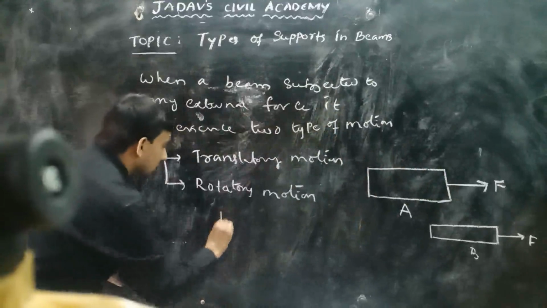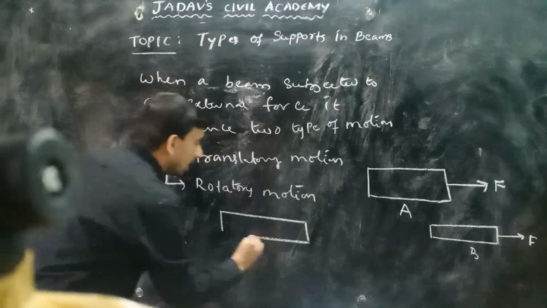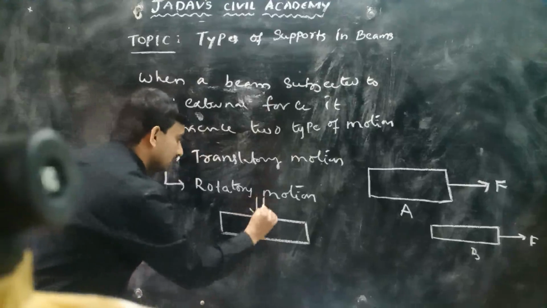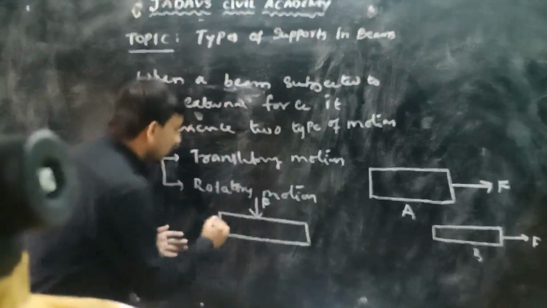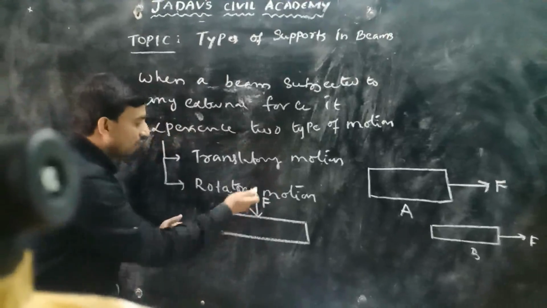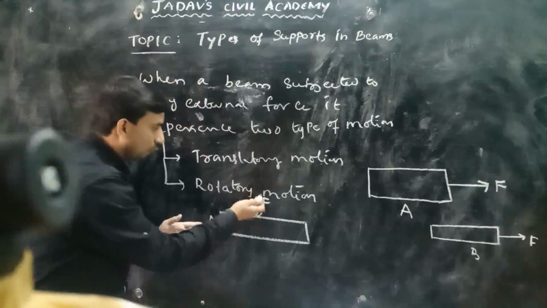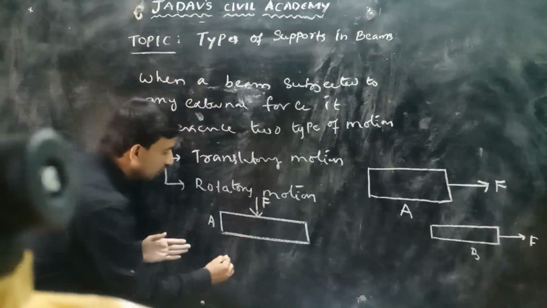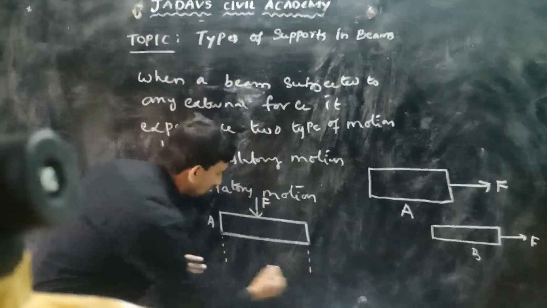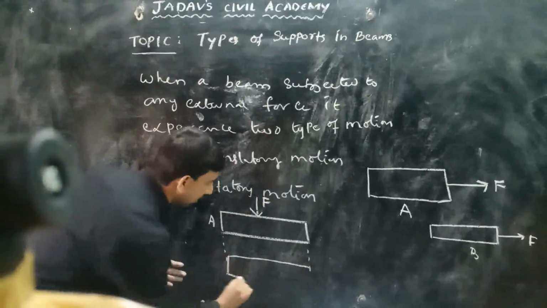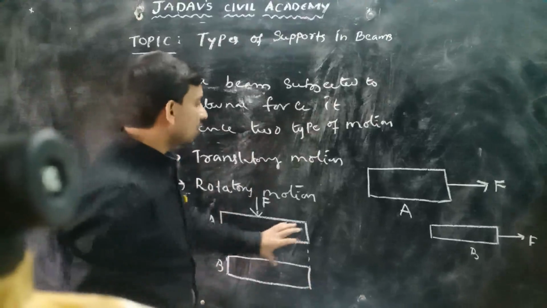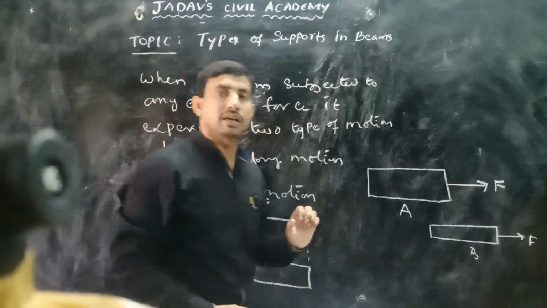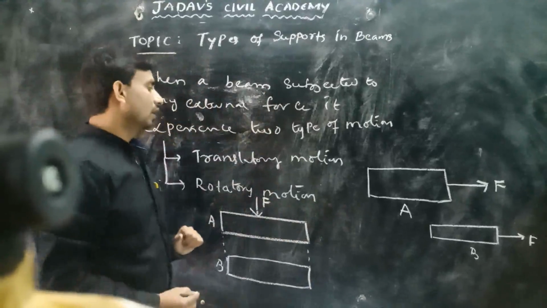Similarly, over the same beam, if you apply a vertical force like this, then the initial position of the beam is A here. Because of application of this vertical force on the beam, it will shift to this point, that is point B.